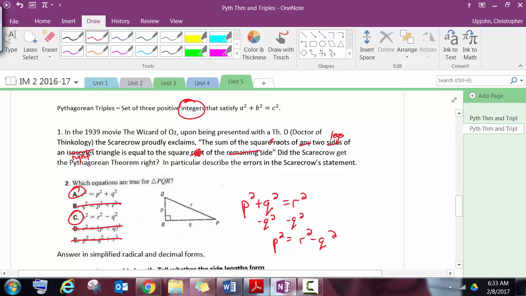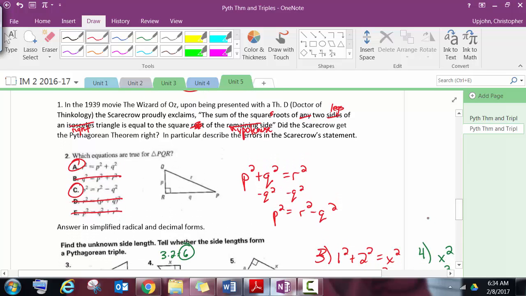What did he mess up? Well, it's the sum of the squares of the two legs of a right triangle is equal to the square of the hypotenuse, which I guess is the remaining side. So quite a few mistakes there.